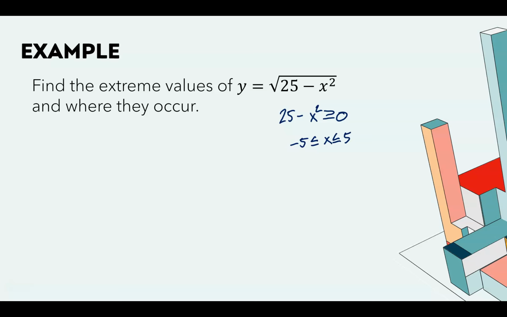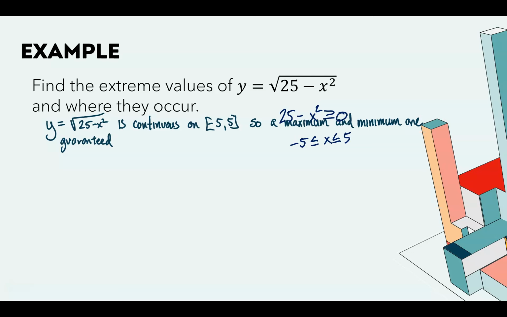Because if we did something larger than 5 or smaller than negative 5, that x squared overpowers the 25. So even though we're not given explicitly a closed interval, in this case, the square root of 25 minus x squared kind of implies a closed interval, so the extreme value theorem does apply. So the square root of 25 minus x squared is continuous on negative 5 to 5, so a maximum and minimum are guaranteed. Where can that maximum or minimum occur? Critical values and endpoints. We actually have the endpoints.